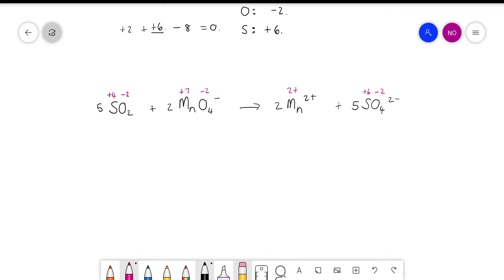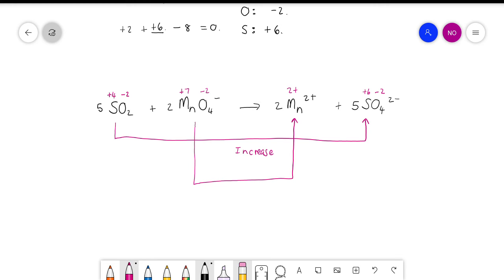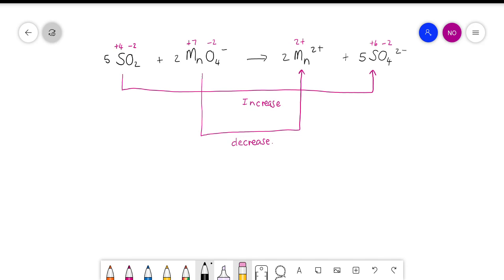But if you look, and in your books they indicated it nicely with arrows, they said this one had an increase of oxidation numbers. And this one had a decrease of oxidation numbers. Okay. Dan sê hulle vir ons, kom ons gaan skryf dit neer. So, swael het gegaan van +4 na +6.